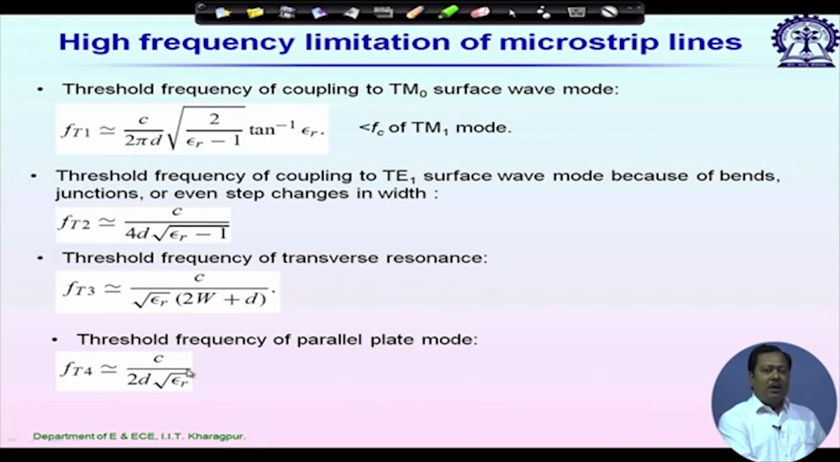Now for a given substrate, if we calculate all these 4 frequency components, in most of the cases we will see FT3 is minimum. So the minimum among these 4 determines the maximum operating frequency for that given substrate. Not only that, we consider some margin, at least 10 to 20%. So please keep it in mind.